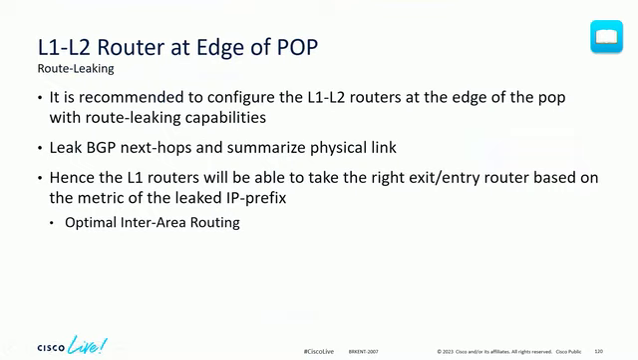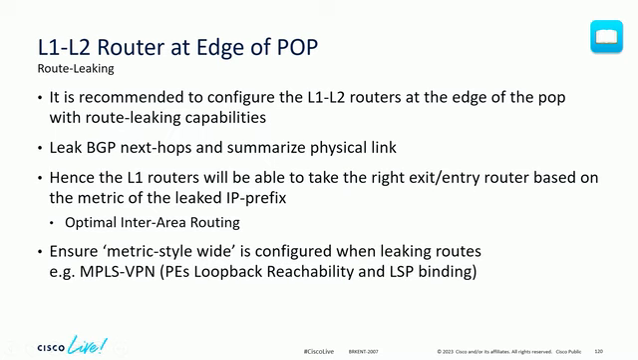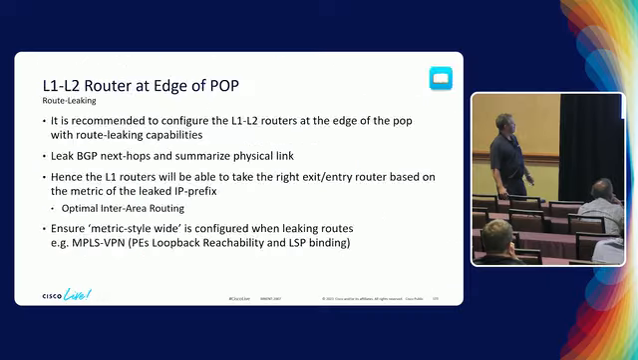L1, L2. The other thing, this just talks about the BGP next hops for my provider friends. Typically that's your loopback interfaces. So that's where that comes into play. And then it also gives you optimal inter-area routing for that. Metric style wide is configured with leaking, that's for your MPLS VPNs. What other fun stuff? L1, L2 at the POP, we talked about that. X hops, that's pretty much it.